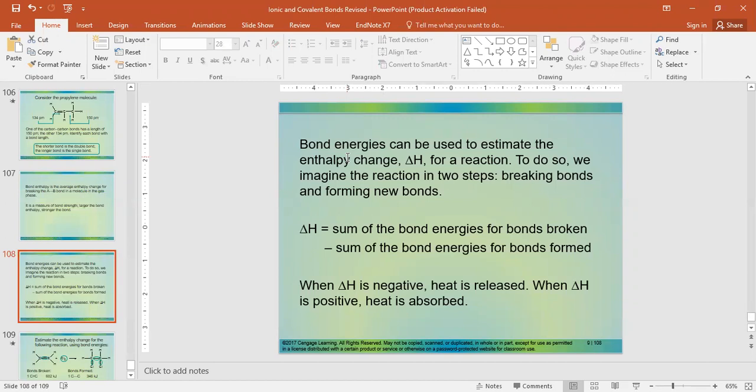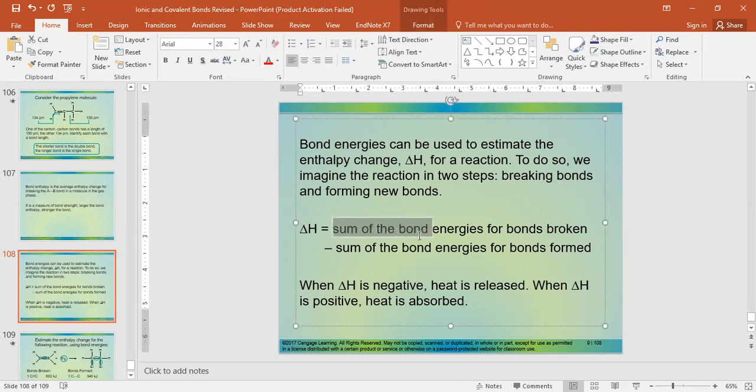Now, bond breakage is an endothermic process, while bond formation is an exothermic process. So the extent of those two actually determines the overall enthalpy of the process. And that is why we are saying that the enthalpy change is equal to the sum of the bond energies for the bond breakage minus the sum of the bond energies for the bonds formed.